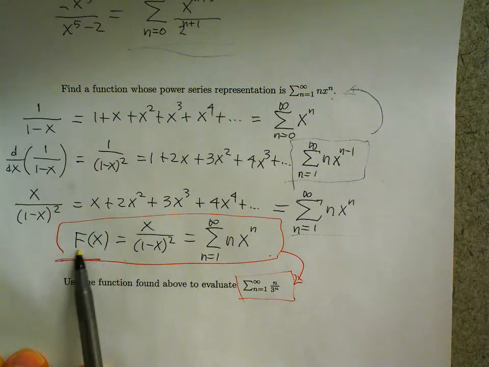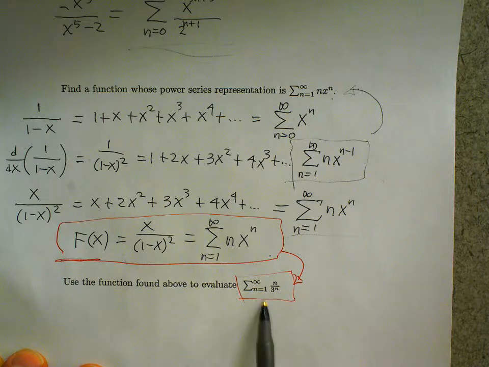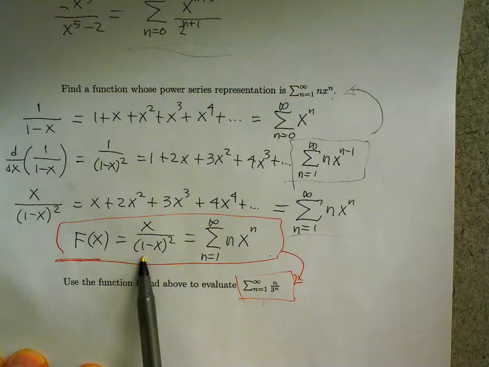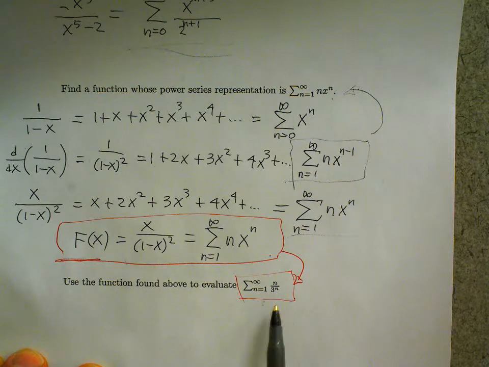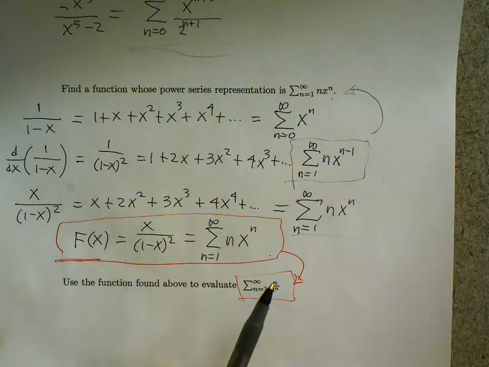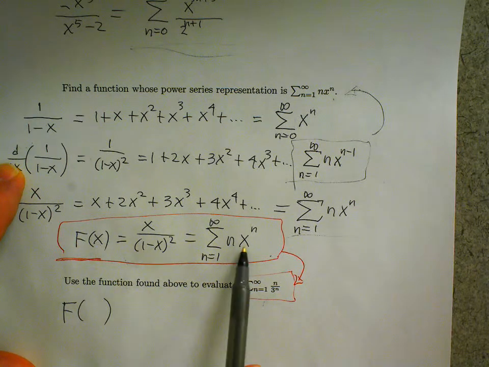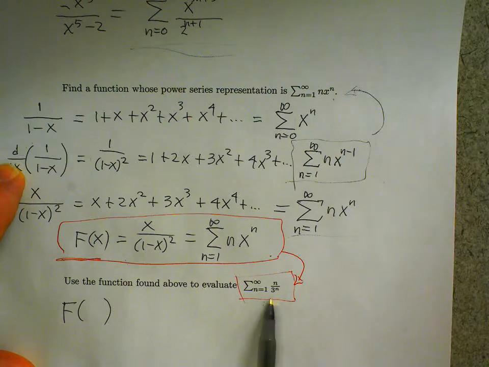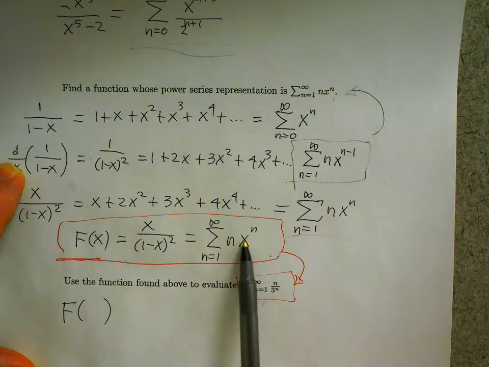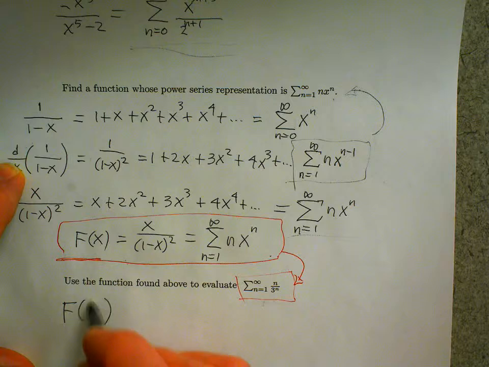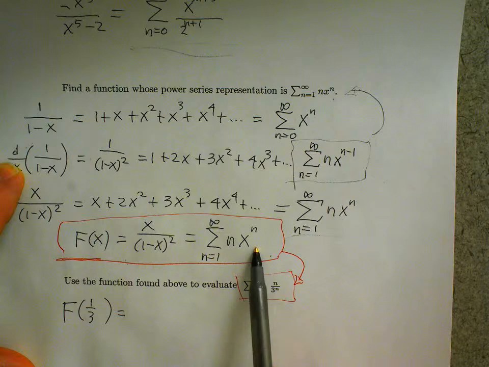So we're going to evaluate capital F of x at a particular number using this function, x over 1 minus x quantity squared, which will tell us what the value of this series is equal to. So here's the question. What is the value of x that I need that will give us this series? Yeah, 1/3. If we replace x with 1/3, we're going to do it in this function as well as in the power series.